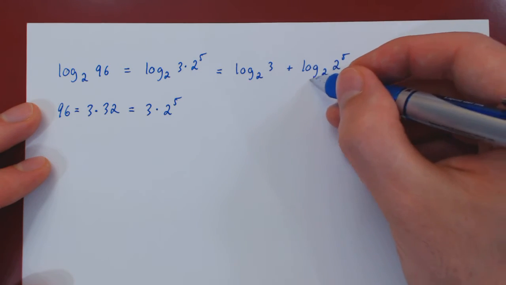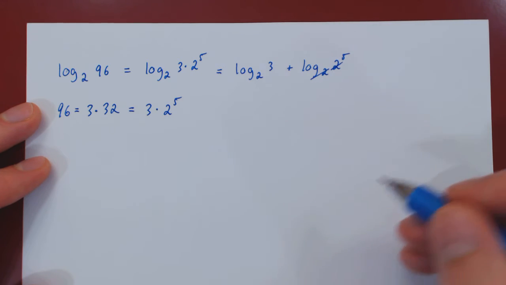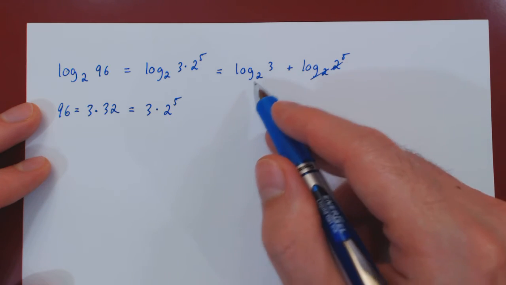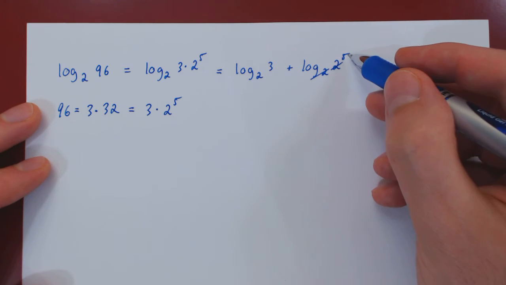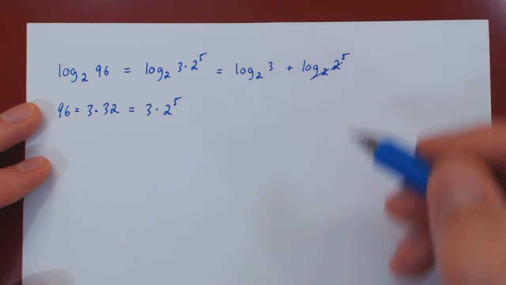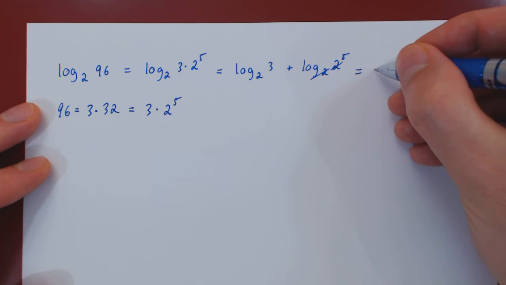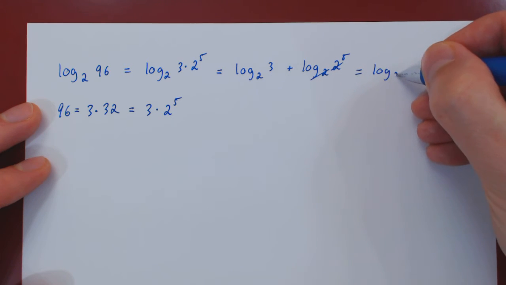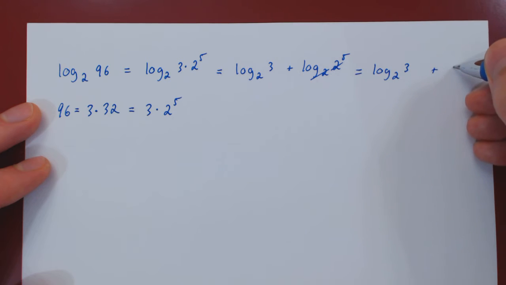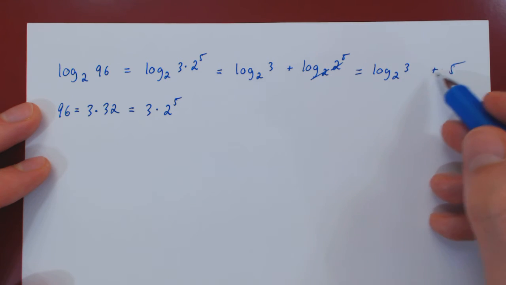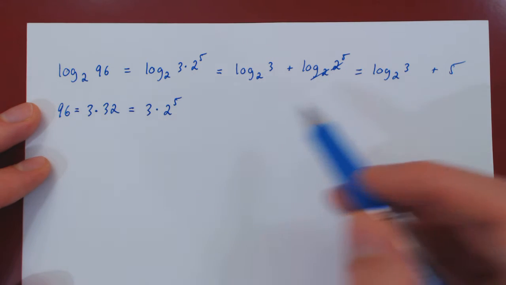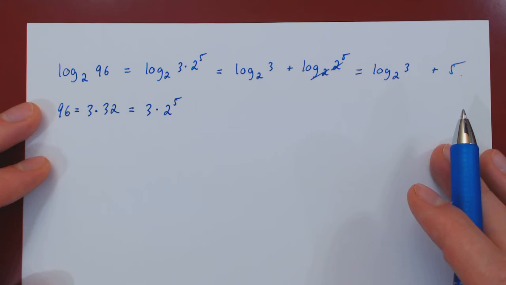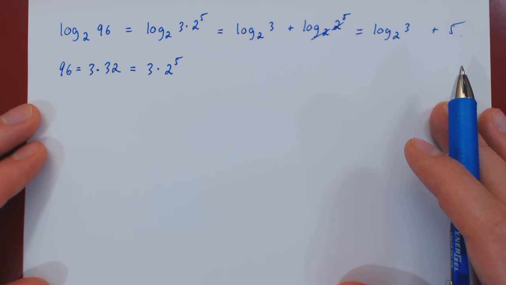And now we can cancel the log base 2 with the exponential function base 2. Here we can't do anything about this, the bases don't match. But in the second case we're left with quite simply 5. So in the end we're left with the log base 2 of 3 plus 5, which is a nice simplification from the original expression, log base 2 of 96. This is much simpler.